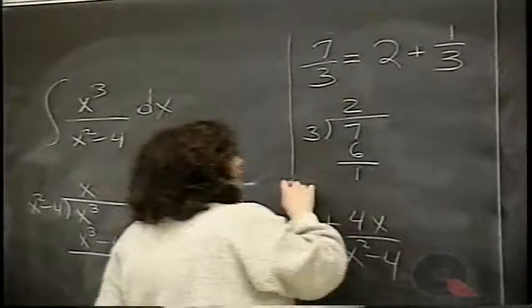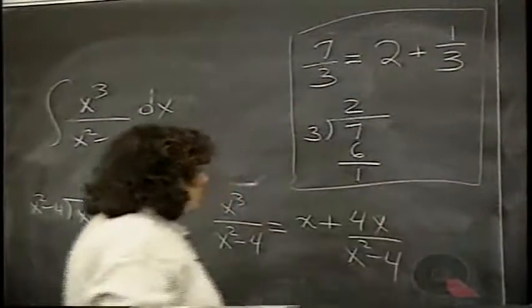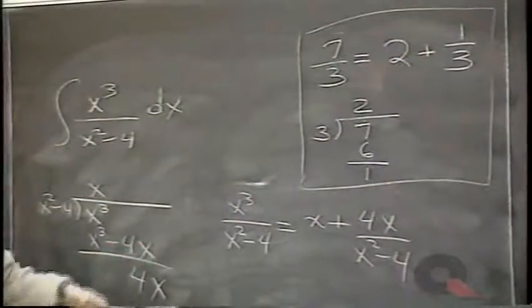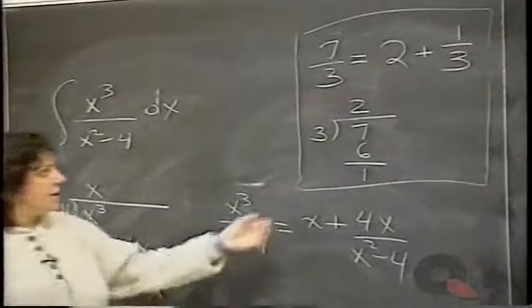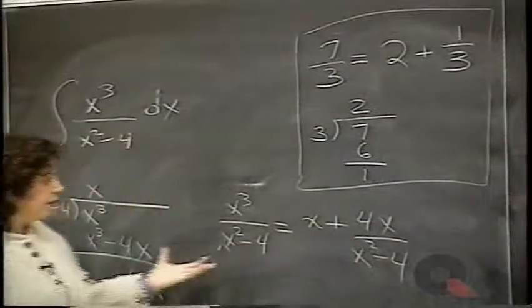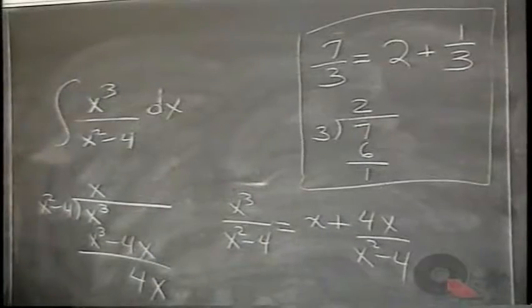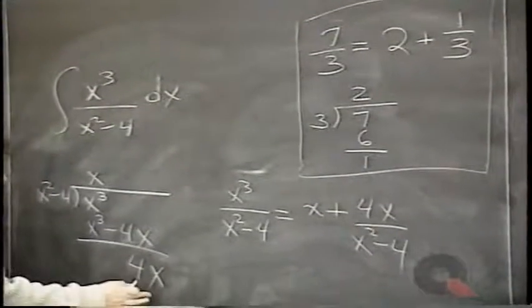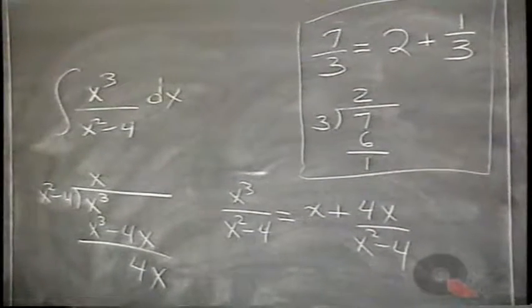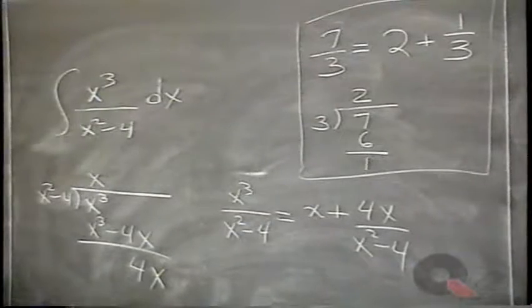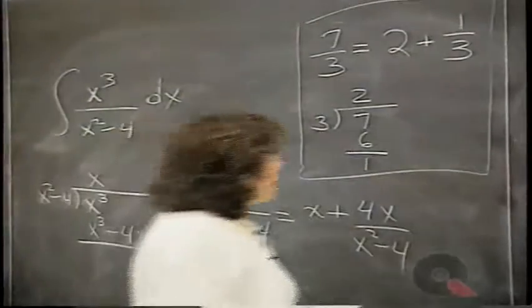If you understand this, you should be able to follow this. It's the same thing as writing 7/3 as 2 plus 1/3. The same idea: you do the long division. It's the quotient plus the remainder over the divisor. Okay? So let's go back and finish this problem.